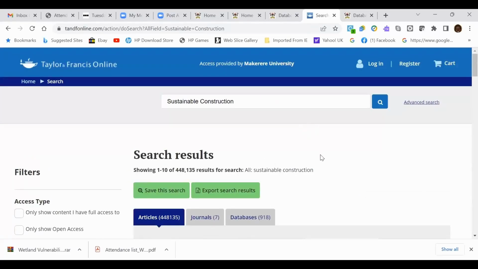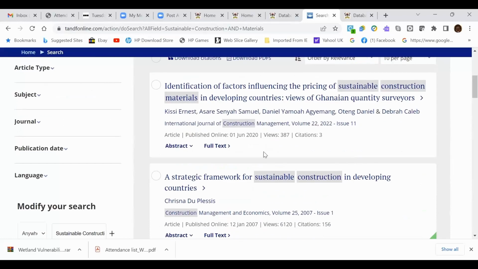We were told about Boolean and characters. You might want to refine your research, I say, and materials. Agnes, is that okay? Yes, it is. Okay, so we want to restrict our conversation to sustainable construction and materials. So identifying factors influencing pricing of sustainable construction materials.